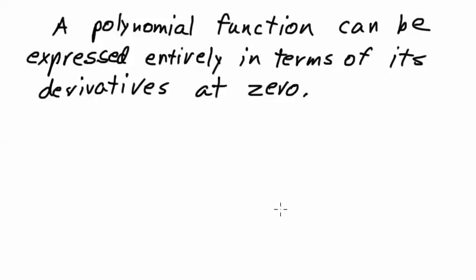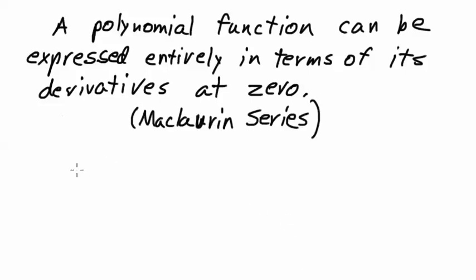Okay, test. I'm going to make a surprising statement here, and we'll see if we can verify it. The statement is that basically a polynomial function can be expressed entirely in terms of its derivatives at 0. And this is actually what's known in mathematical terms as a Maclaurin series. And let me show you what I mean.